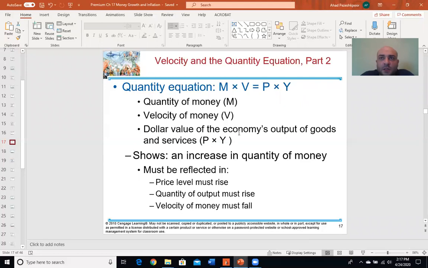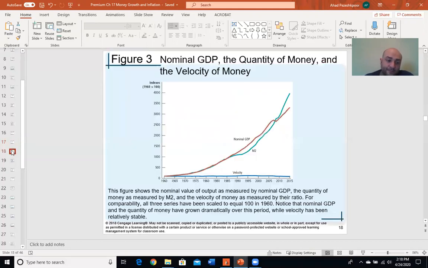Intuitively, if you think about it, when you have more dollar bills in your pocket, then you're not going to spend all your money as fast as you would have before. It shows an increase in quantity of money must be reflected in how quantity of output must rise, price level must rise, or velocity of money must fall.